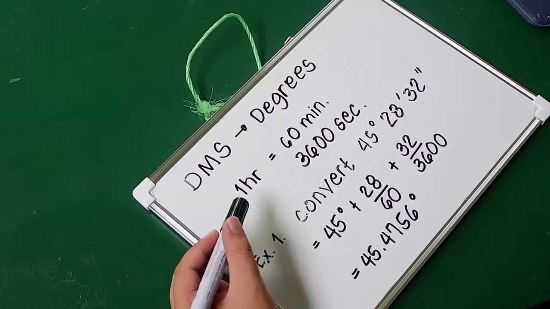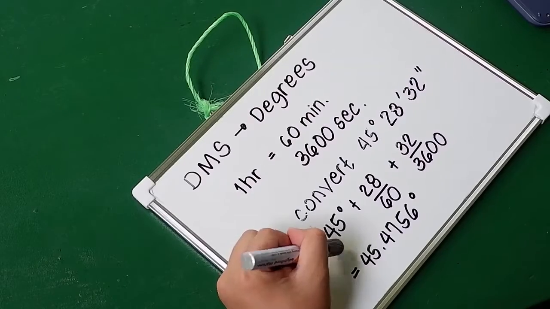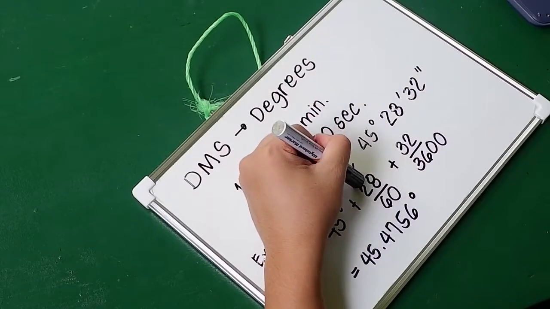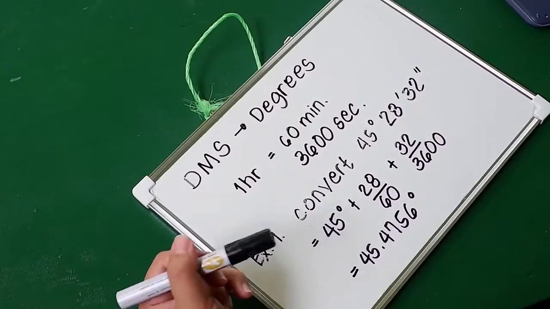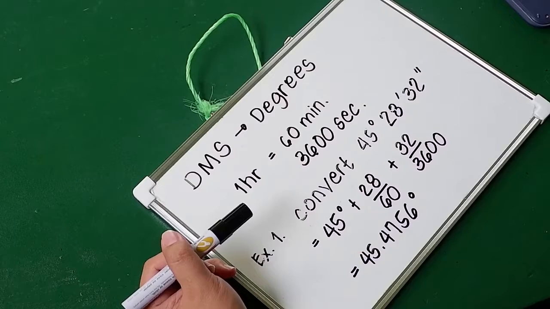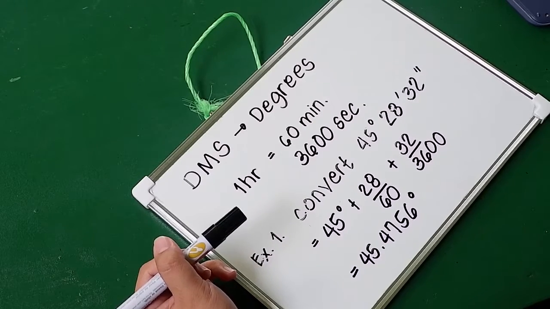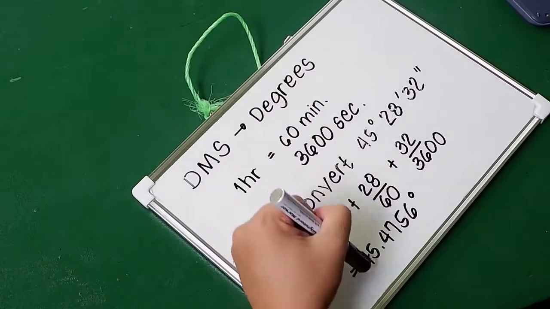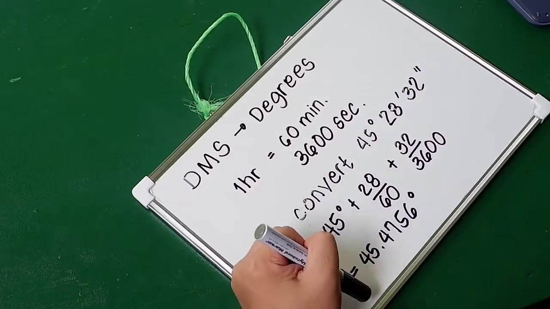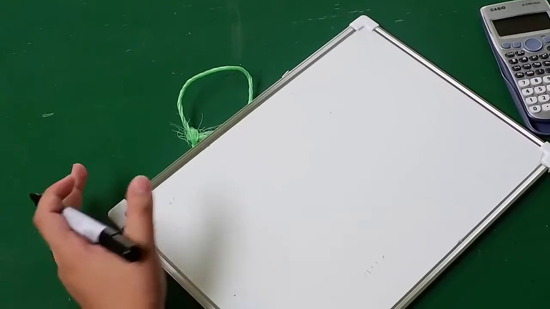So what we're going to do is copy the 45 degrees and then add the 28 minutes, divided by 60, since we all know that in 1 hour there are 60 minutes, and we're going to add the 32 and divide it by 3,600, as 1 hour is 3,600 seconds. So we're going to calculate it. We can come up with the answer, which is 45.4756 degrees. Alright, I think we're done with DMS to degrees.